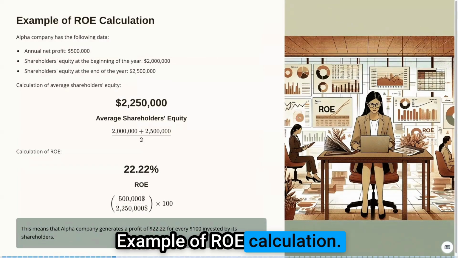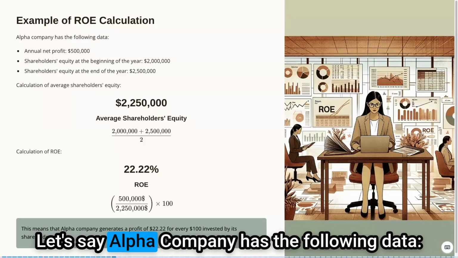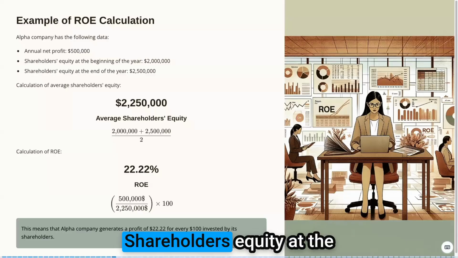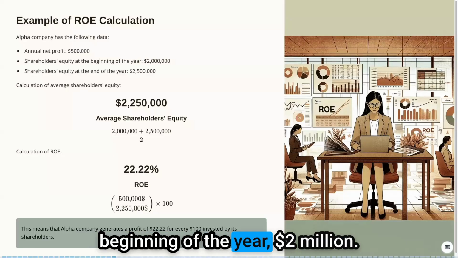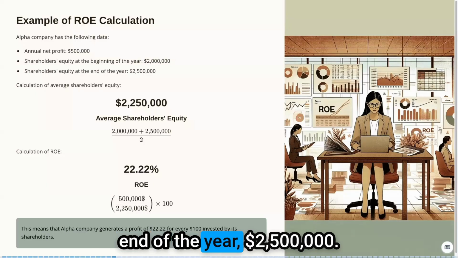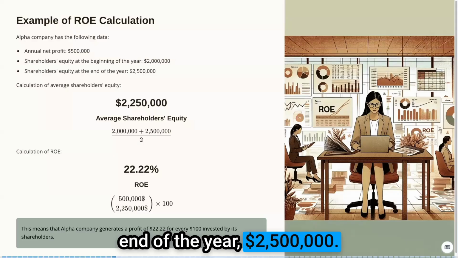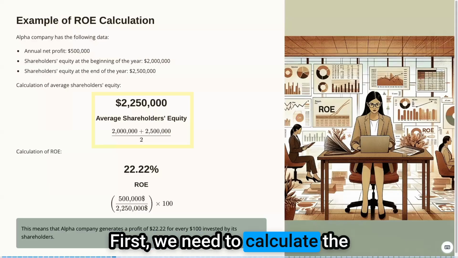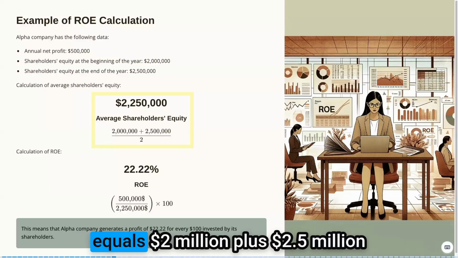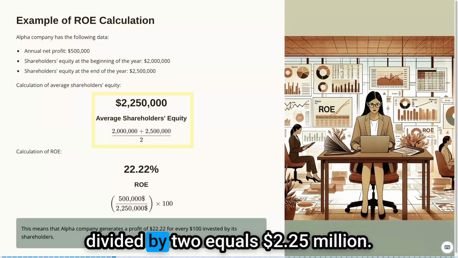Example of ROE calculation. Let's say Alpha Company has the following data. Annual net profit, $500,000. Shareholders' equity at the beginning of the year, $2 million. Shareholders' equity at the end of the year, $2,500,000. First, we need to calculate the average shareholders' equity. Average shareholders' equity equals $2 million plus $2.5 million divided by 2 equals $2.25 million.